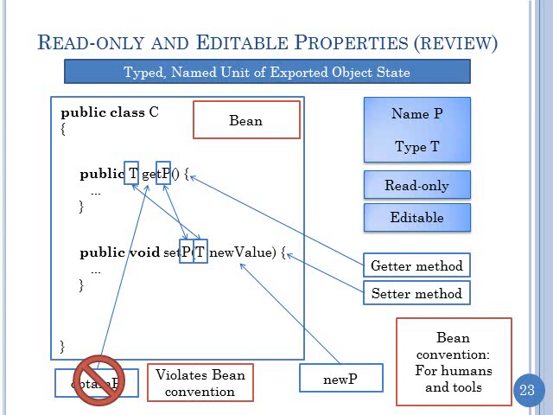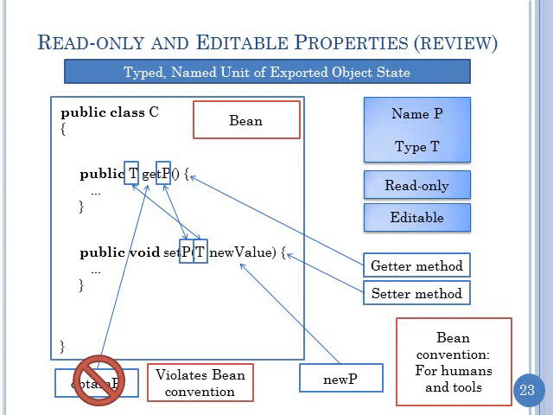And we saw conventions that if you've got a property P of type T, you should have a method called getP that returns a value of type T. That would make the property read-only, if you just had that method. If you also wanted it editable, changeable from the outside, then you declare a method called setP, which returns no value and takes an argument of type T. So there's a relationship between the getter method and the setter method of a property. And these conventions are the Bean conventions.